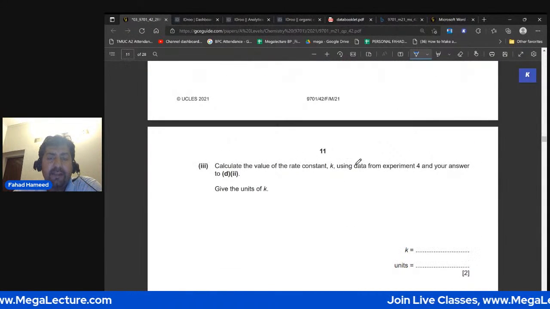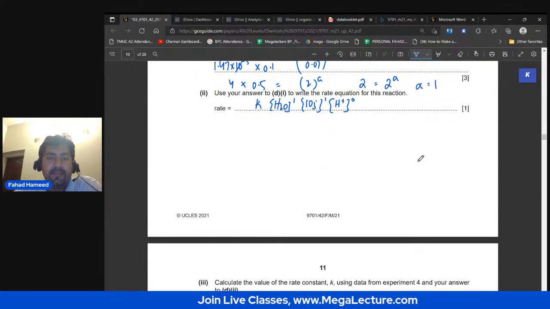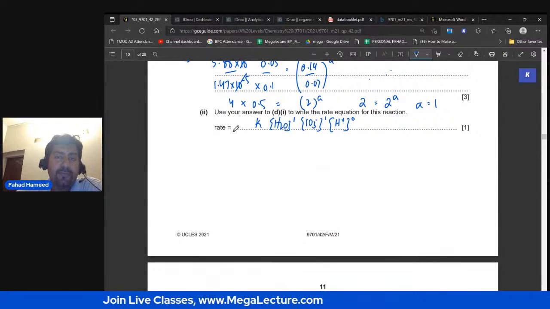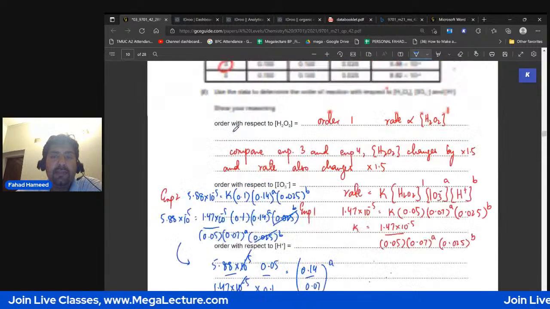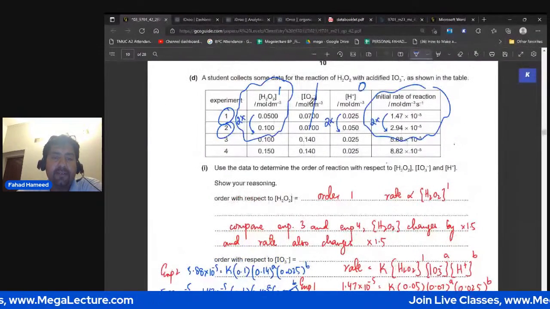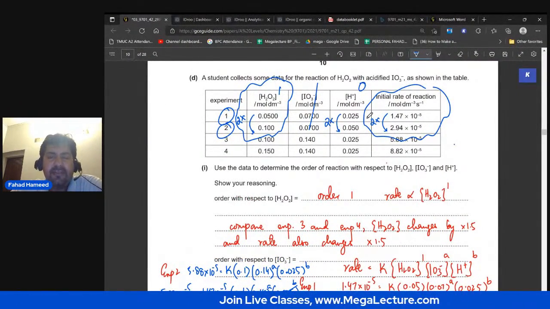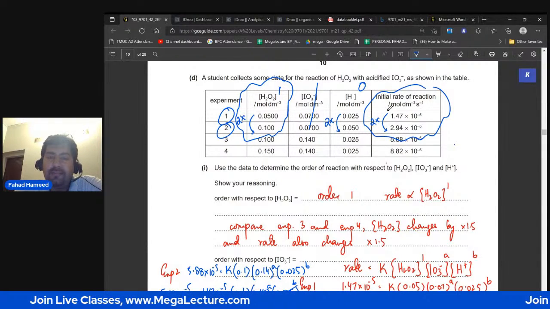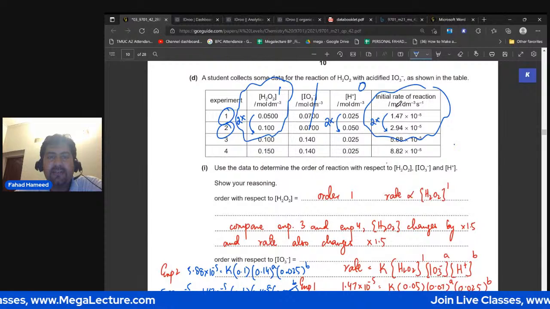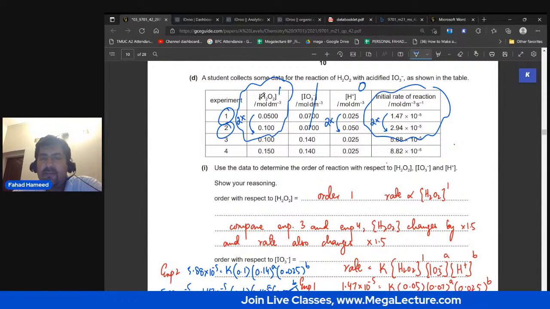Calculate the value of the rate constant using data from the experiment. Give the units of K. So pretty much every time you get this question as well. Use the units that are quoted in the table over here. That's mole per dm cube per second. The concentration is mole per dm cube. Sometimes they use different units because remember the rate of the reaction is any change with respect to time. So it could be grams per second. It could be pressure changing per second. So usually it's mole per dm cube per second, but make sure you use the units that are quoted in the question.